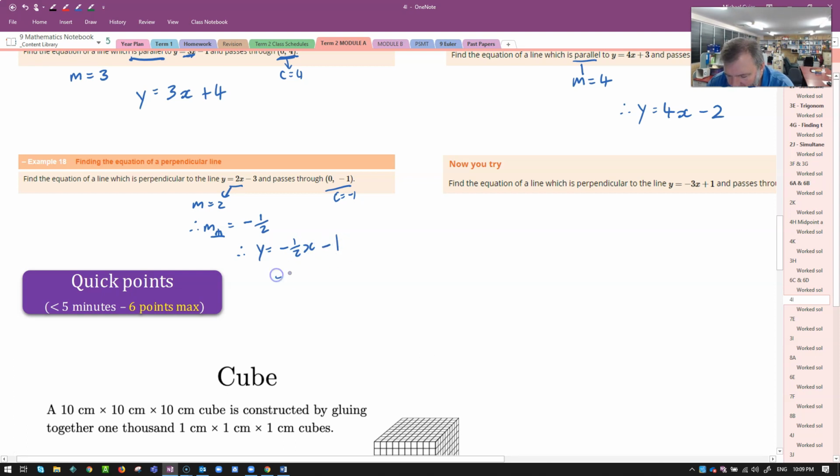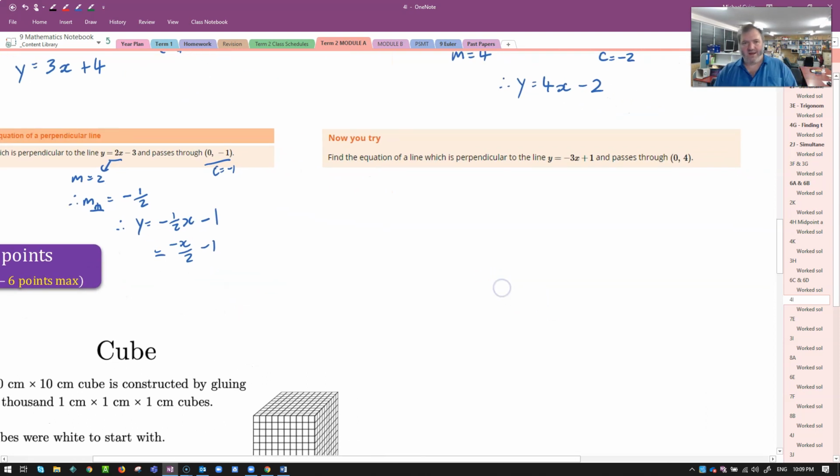You might have written it as negative x over 2 minus 1. That's the same thing. You could write it any number of ways, as long as it's equivalent to that, that's fine. There's one there for you to try. Again, have a go now, and then come back and look for the one bonus one where I just want to show you a little extra trick.